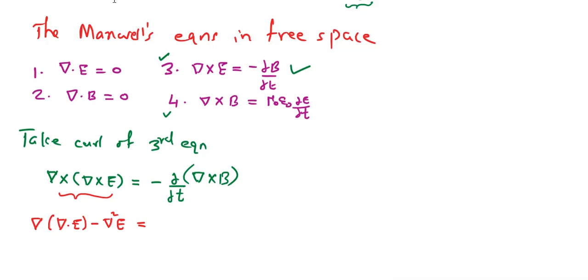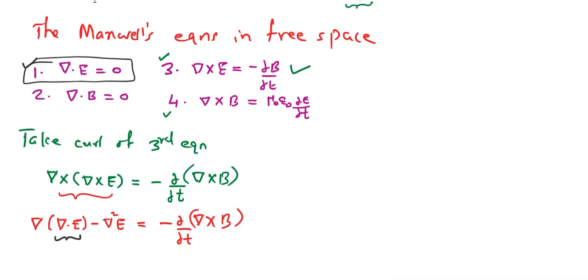Then what will be the... okay, I will repeat the same step here. That is equal to the right hand side minus dou by dou T del cross B. If you see equation 1, that is del dot E, the answer is 0. And similarly del cross B is nothing but our fourth equation. This fourth equation gives mu 0 epsilon 0 dou E by dou T.